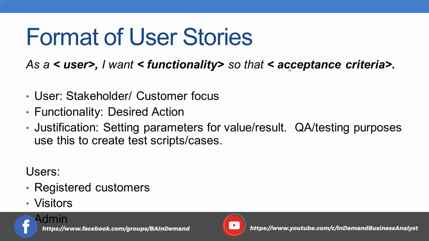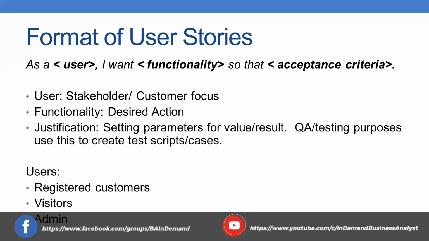I have this incorrect. This is not the acceptance criteria. This is the justification. The acceptance criteria is different. So it should be: as a user, I want functionality so that, and this is the justification that we have for the user story. The justification sets a parameter for value or result, and it allows QA and testing to use it to create test scripts and cases.